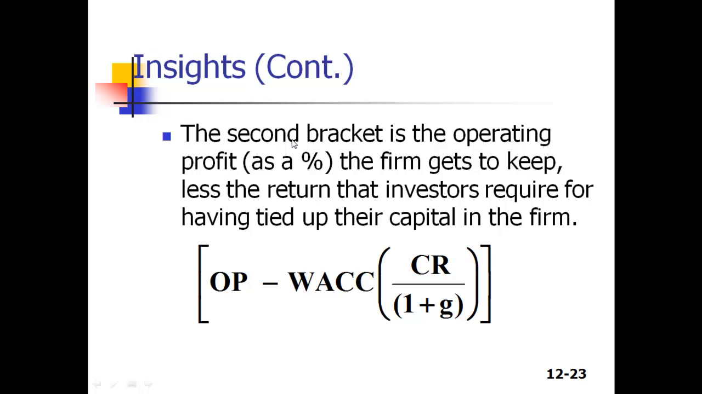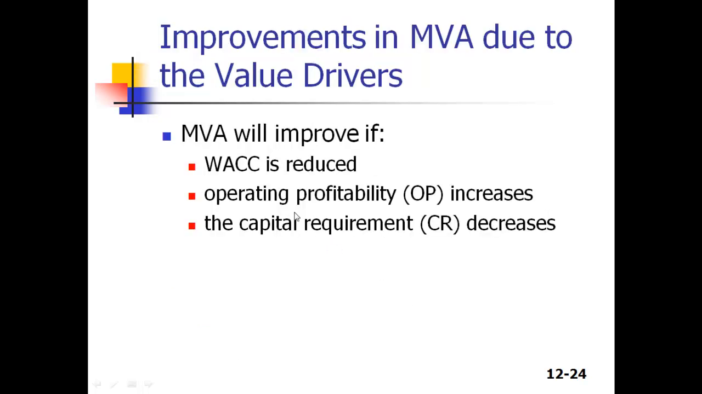The second bracket is the operating profit as a percentage: the operating profit the firm gets to keep less the return that investors require for having tied up their capital in the firm. So what's this expression? This is the operating profit. So your operating profit might be 20%, minus, you can think of this part as the return that investors require for having tied up their capital in the firm. So WACC is what? It's the return that investors require. Do you understand this expression? So WACC is what the investors require, and by multiplying WACC by a ratio, we are effectively coming up with a percentage number. So MVA will improve if WACC is reduced.